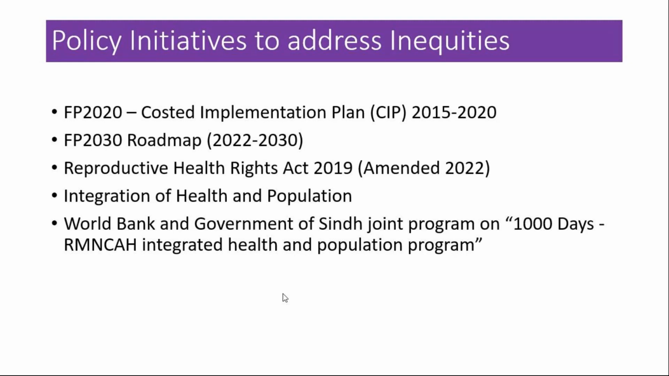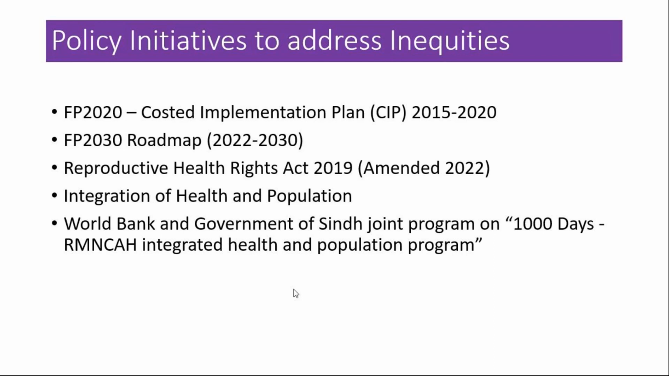Second thing that we have initiated is the FP 2030 roadmap, and this is till 2030. And I'll show you the goals for the FP 2030. And especially we want to transform social gender norms through a social behavior change strategy to achieve the objectives of the roadmap. The third thing that is important to share is the Reproductive Health Rights Act 2019, amended 2022.